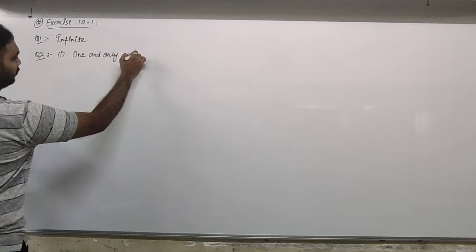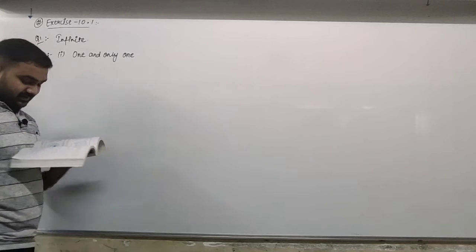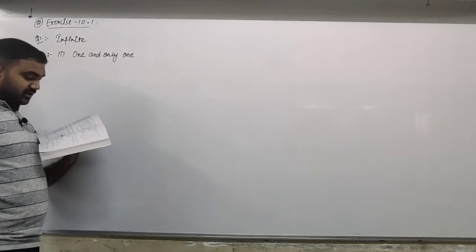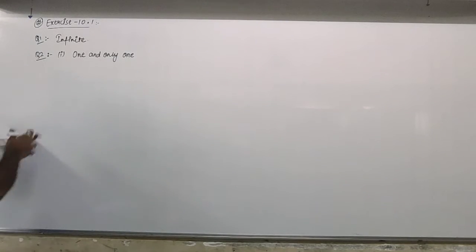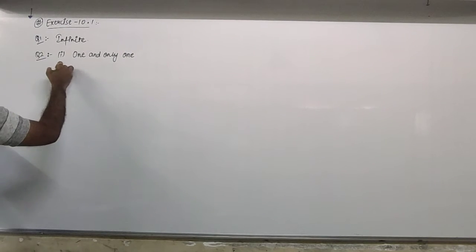Not more than one. Just write 1, or write 1 and only 1, either is fine. A tangent to a circle intersects it in one point, or one and only one point, right?